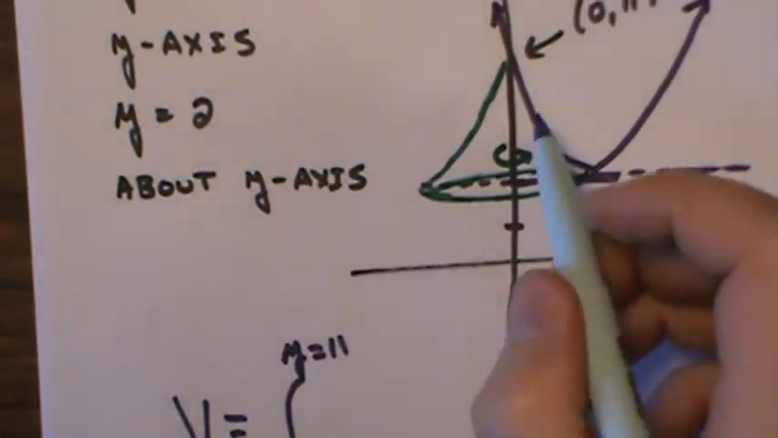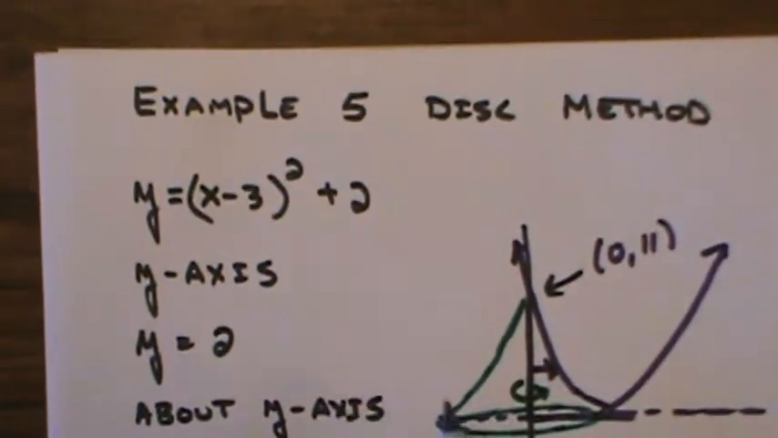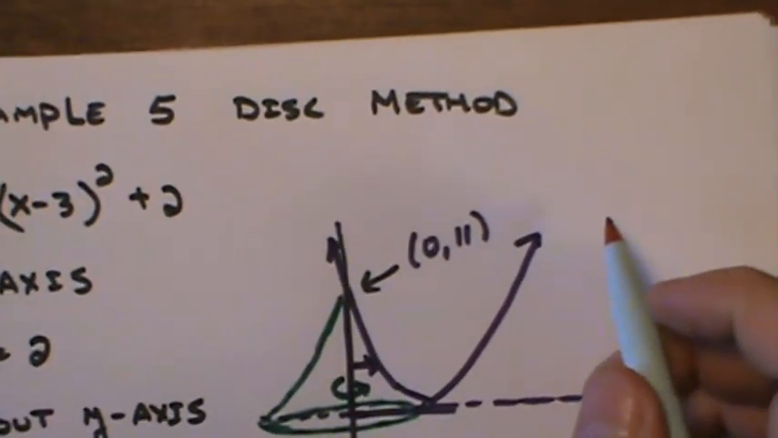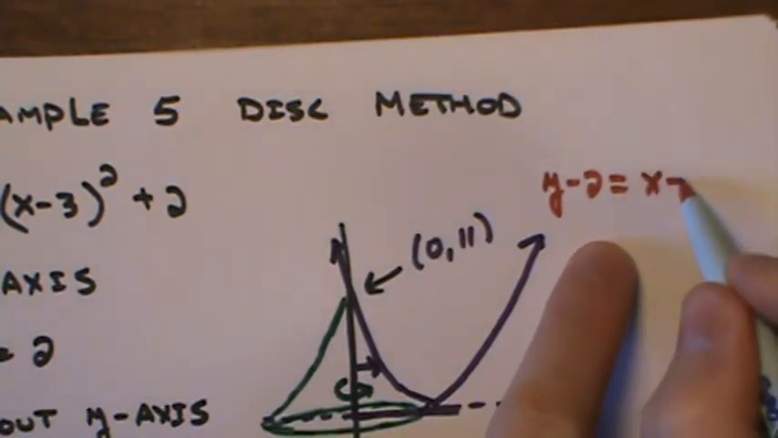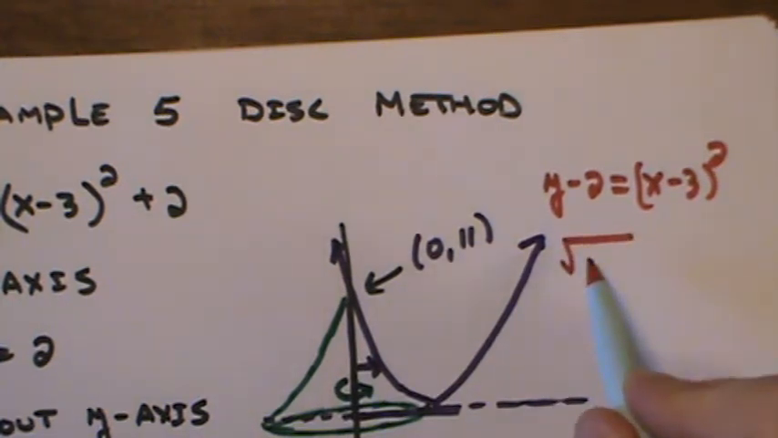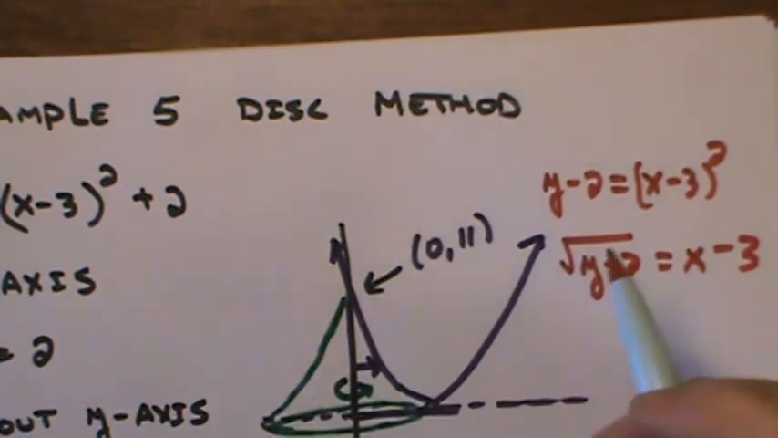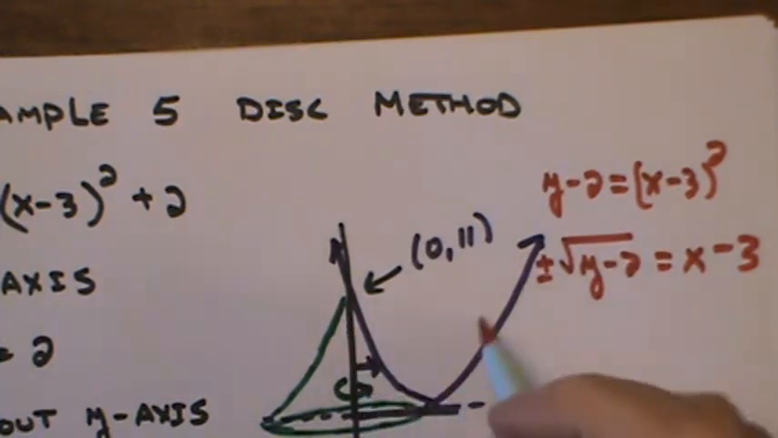Then I have to figure out what this function would be, because I'm talking about a radius that's measuring from the y-axis out. I have to solve this. I'll do that off to the side here. I'm going to start by moving my 2 over. I get y minus 2 is equal to (x minus 3) quantity squared. Well, I can root both sides. As I root both sides, I get the square root of y minus 2 is equal to x minus 3. Now technically this is plus or minus, so I have to figure out which one I'm working with.